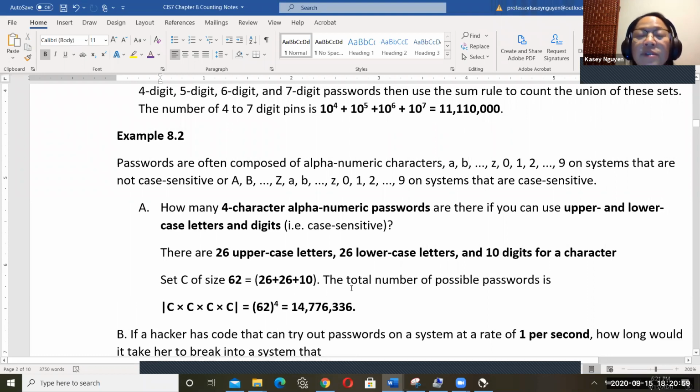If the user creates passwords from this set, then for 4-character passwords we would have 62 to the 4th power, which gives us a little bit over 14 and a half million. So 14,776,336. That will be our output. Okay. Any question?